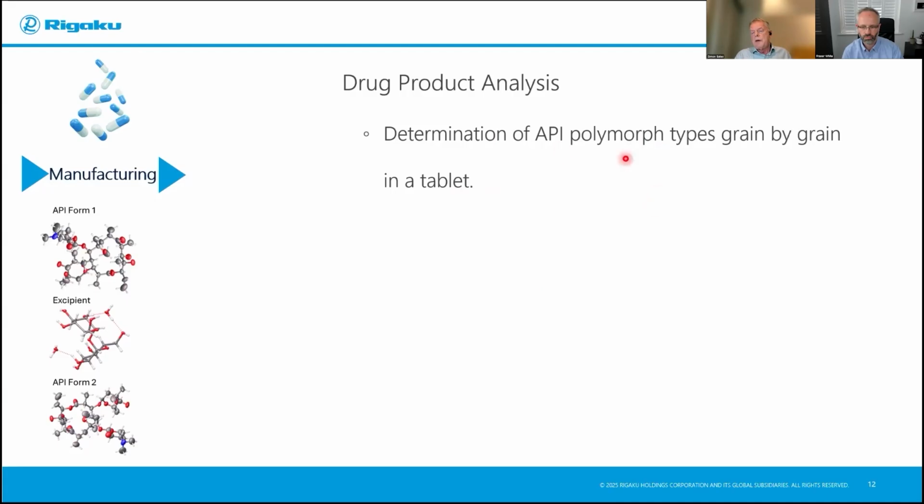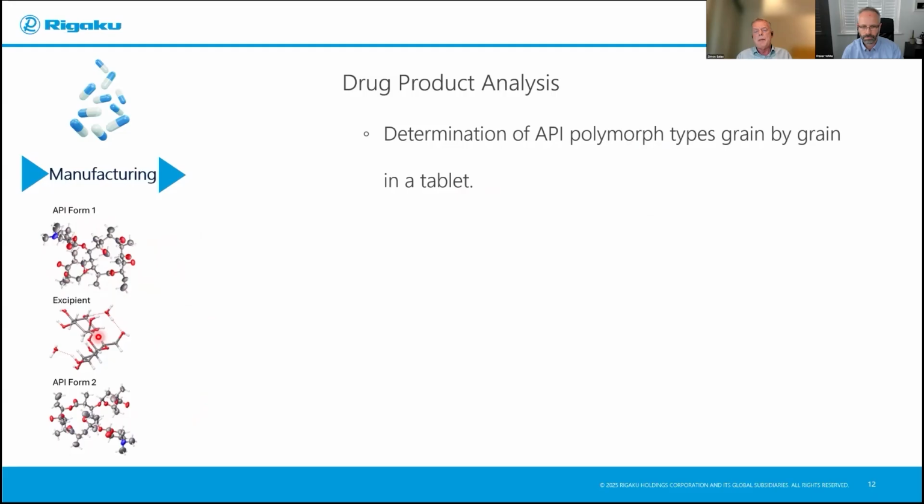Then for tablets, we can render them down into a powder, put them on a grid, and we can step through again, grain by grain, powder diffraction, grain by grain, and we can then collect enough information to solve the connectivity. For example, here we have two API forms that were found within a particular tablet and an excipient. So we can step through grain by grain and completely characterize the crystalline materials.